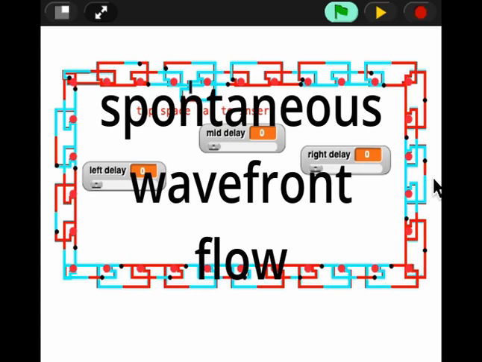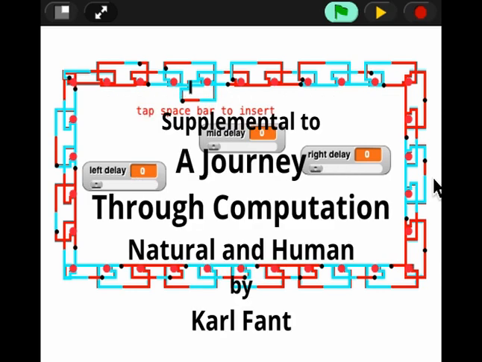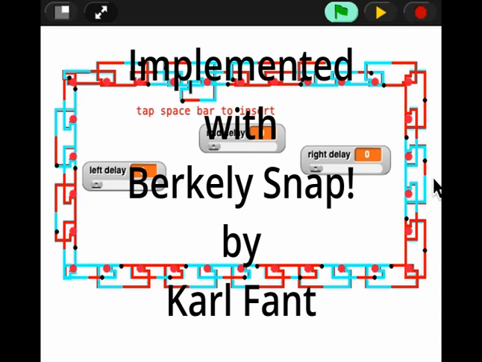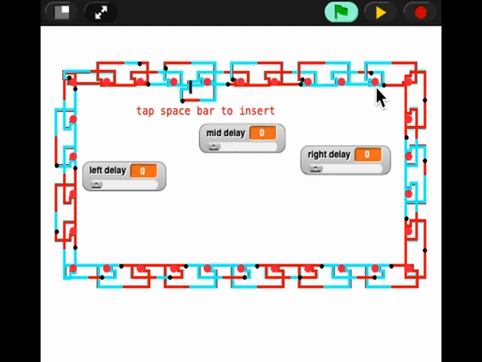This is a demonstration of spontaneously flowing wavefronts of transition. It is supplemental to a journey through computation. It is implemented in Berkeley Snap. The demonstration consists of a ring of 30 oscillation networks linked through all of behaviors.